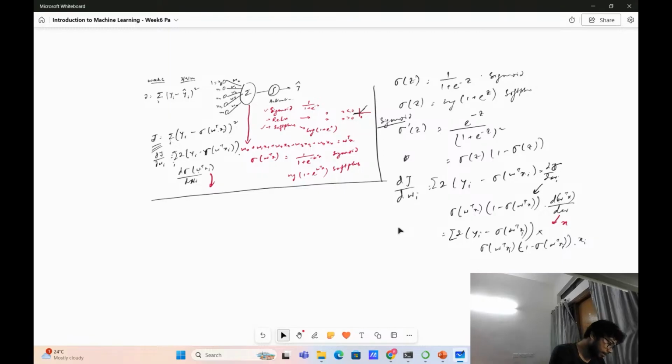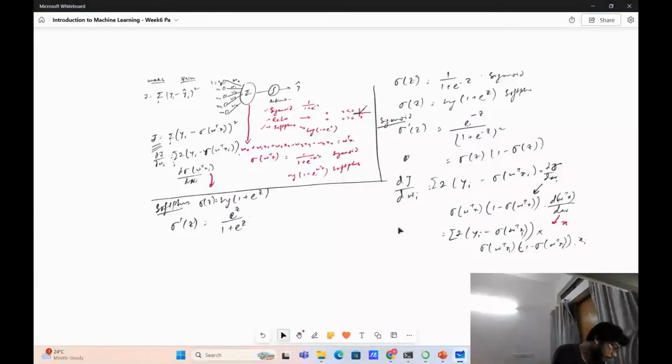Now, let's take the softplus function. The softplus function is log of 1 plus e to the power of z. So sigma prime z is e to the power of z divided by 1 plus e to the power of z. I'm just taking the derivative of log, which is 1 by x, times the derivative of e to the power x, which is e to the power x. I'm just applying the chain rule over here.